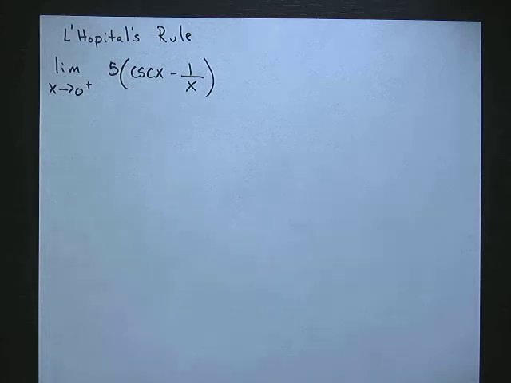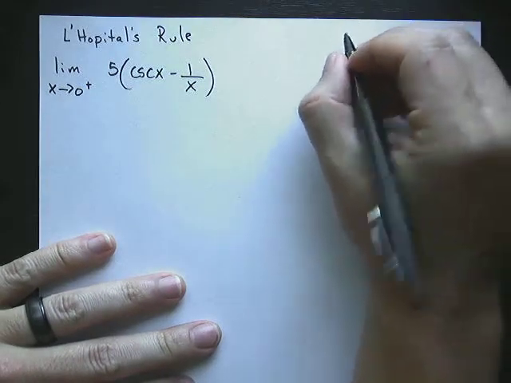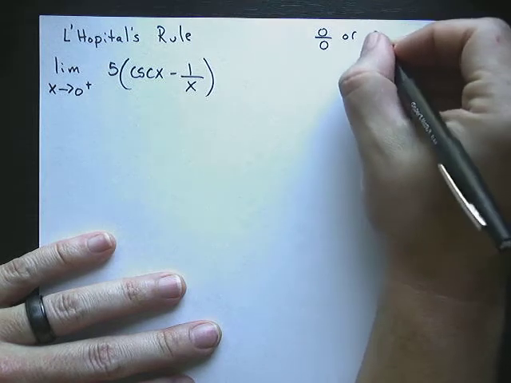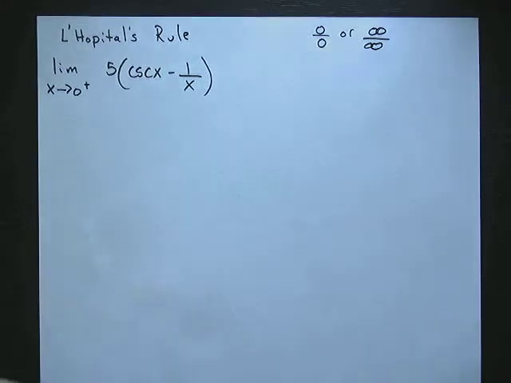All right, in this problem, we have a L'Hopital's rule problem. We're given the limit as x approaches 0 from the right side of 5 cosecant x minus 1 over x. In order to use L'Hopital's rule, first you have to prove that you're currently getting a limit of 0 over 0 or infinity over infinity. That's the only time that L'Hopital's rule works. So let's see what we have when we plug in here.